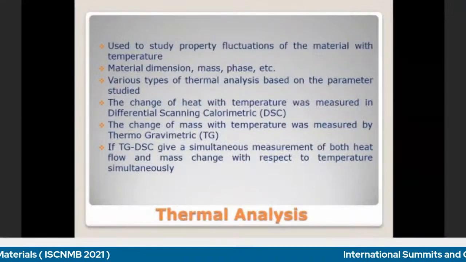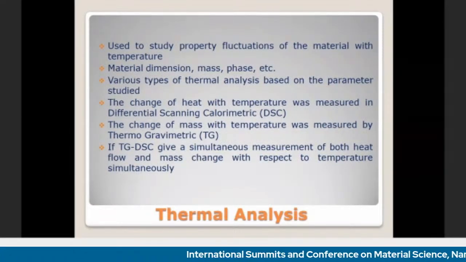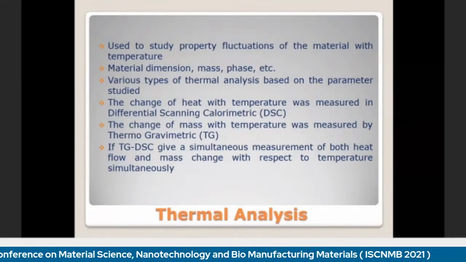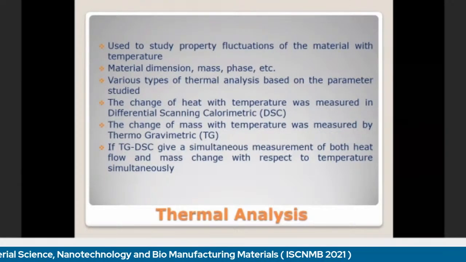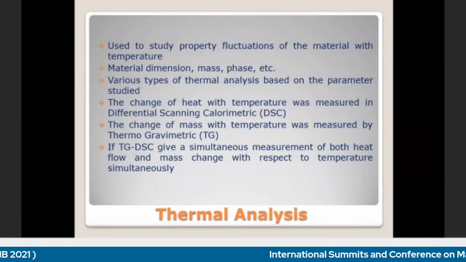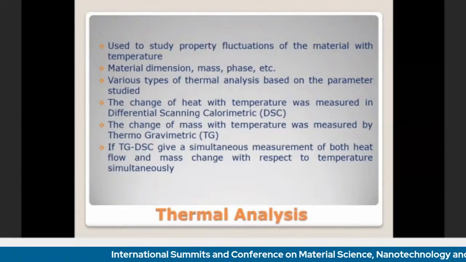The change of heat with temperature was measured by using differential scanning calorimetry. Similarly, thermogravimetry was used to measure the change of mass with temperature. Nowadays, two parameters are measured simultaneously at the same time. For example, in TG-DSC thermal analysis, we can measure the change of mass and heat at the same time.